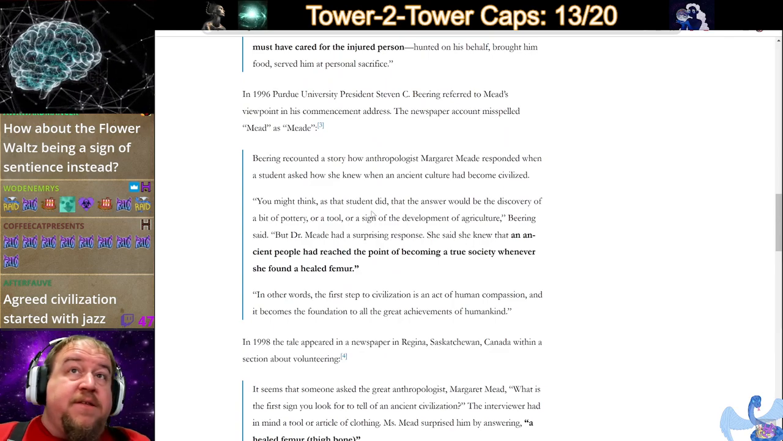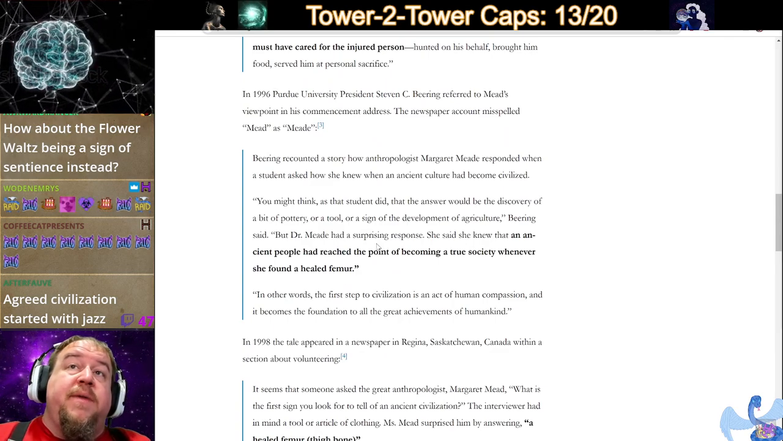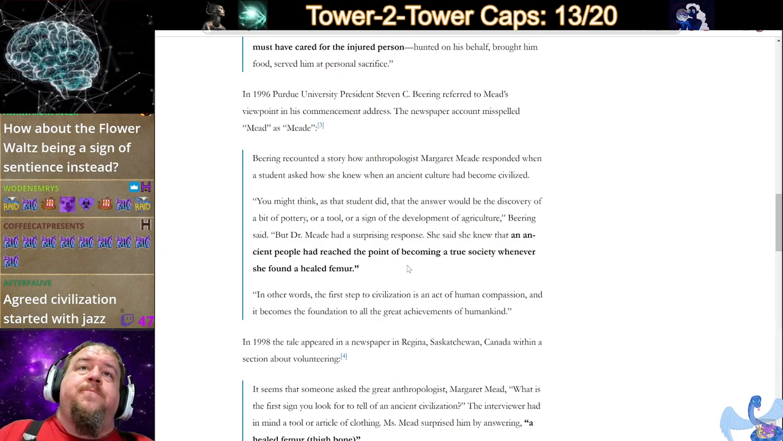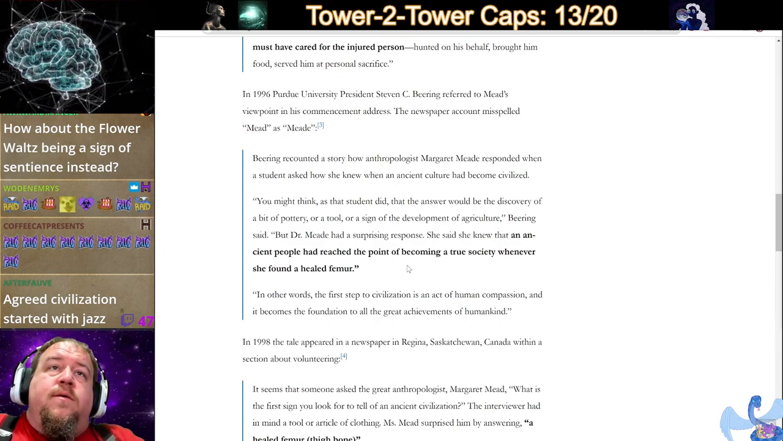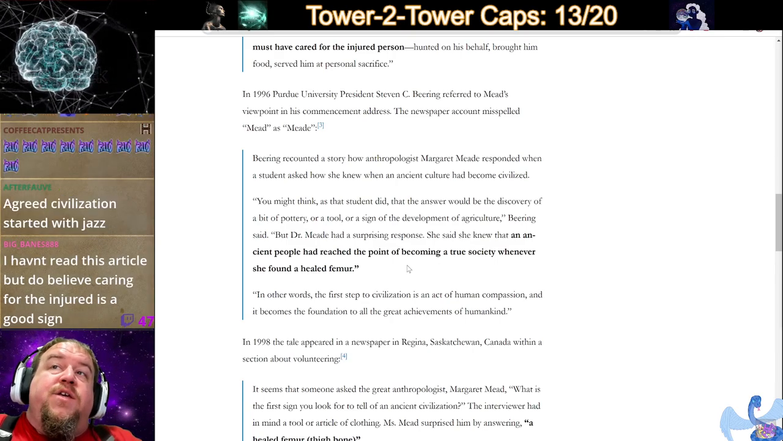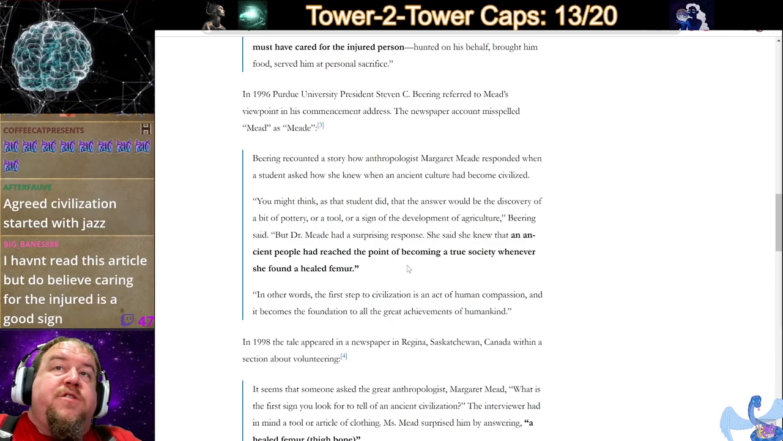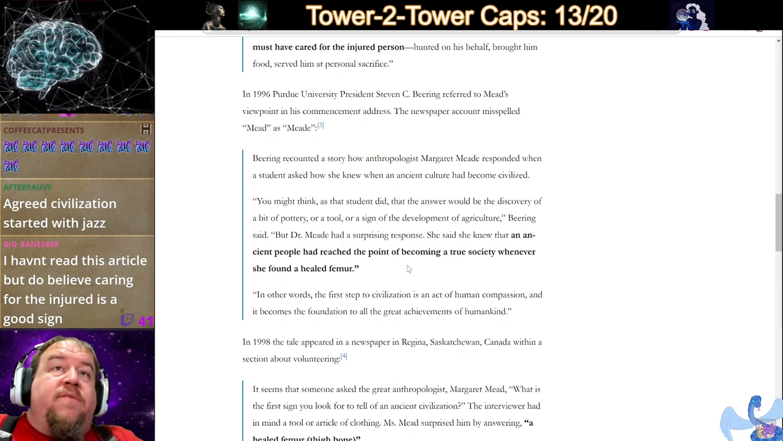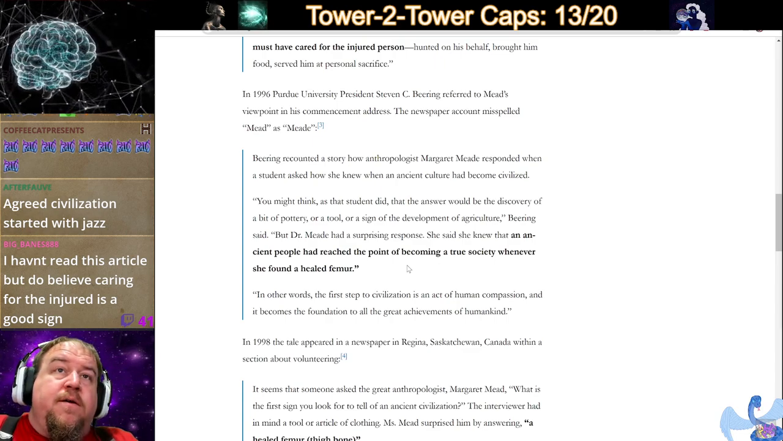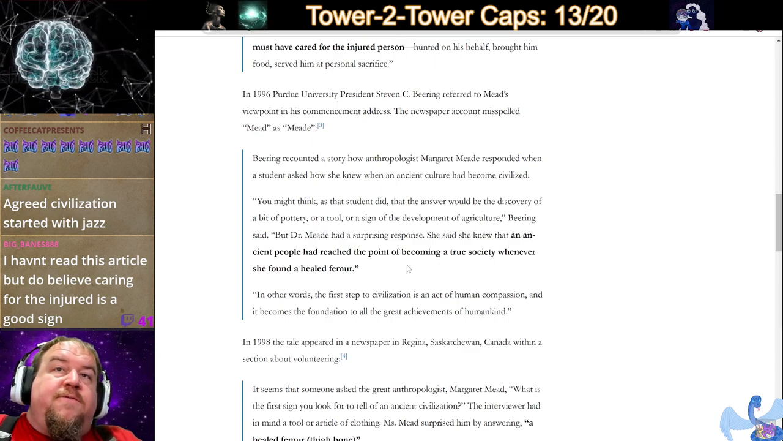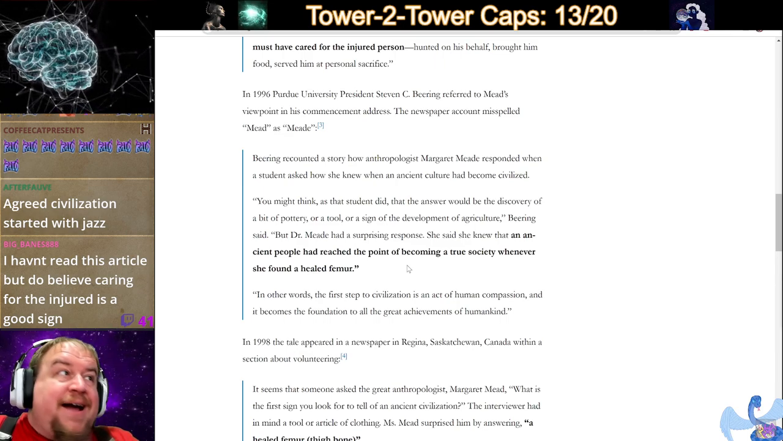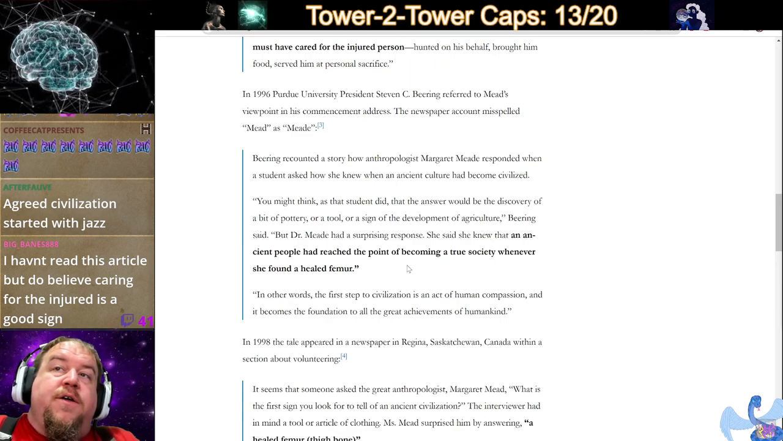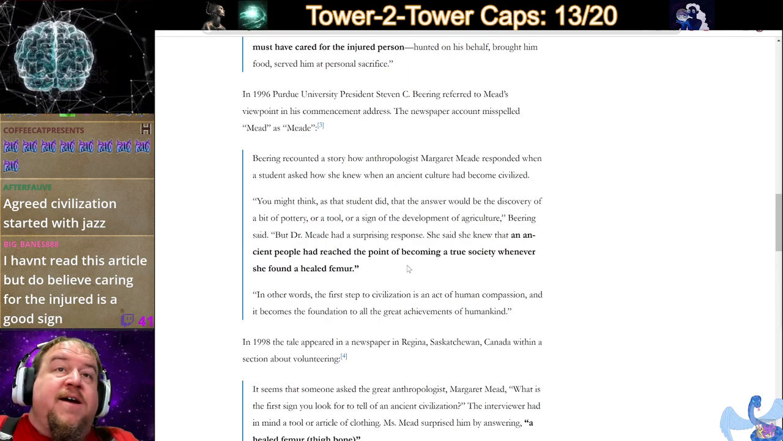And to Dr. Mead here, she said, you knew that an ancient people had reached the point of becoming a true society whenever she found a healed femur. In other words, the first step to civilization is an act of human compassion, and it becomes the foundation to all the great achievements of humankind.